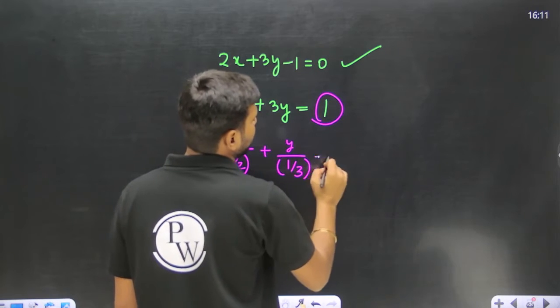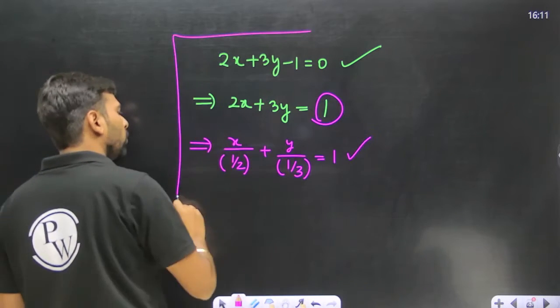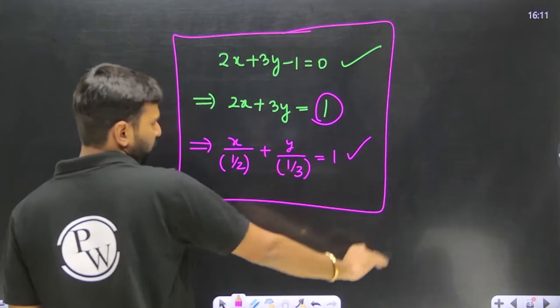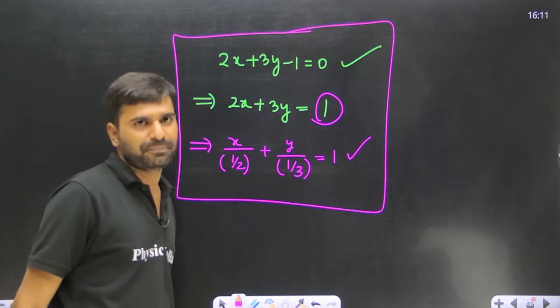And this is nothing but my double intercept form. So x-intercept is 1 by 2 and y-intercept is 1 by 3.